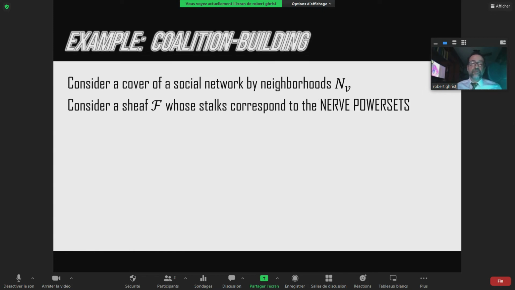Consider a sheaf whose stalks correspond to the power sets of the neighbors. So what I'm going to do is, for myself, look at all my neighbors, including me, and build the power set lattice of that. An element of that is the people who I think are going to vote in favor, the people who are going to join the coalition. And then everyone else is not going to join the coalition.